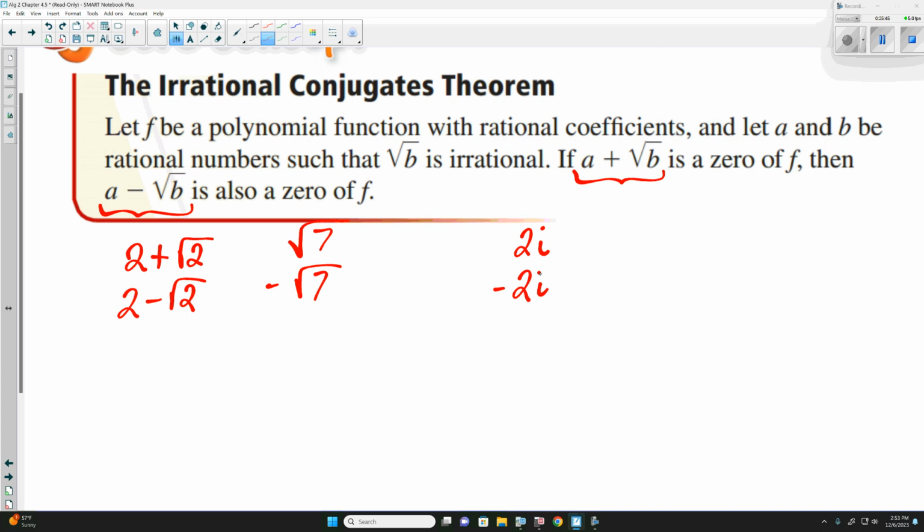That's the complex conjugate theorem. We will have that in 4-6. But if we have one, we have to have the other. They have to come in pairs. That's also why on the one before the last, as soon as we got one irrational solution, I knew we would have an irrational pair. If we got one, we have to have the other.